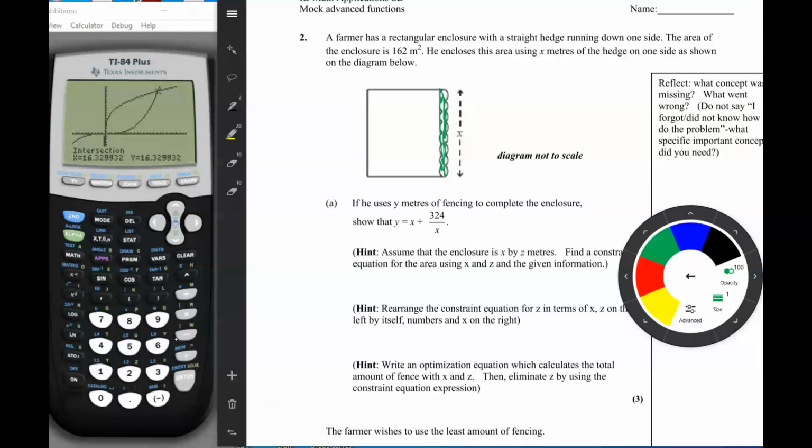The area of the enclosure is 162 meters squared. He encloses this area using X meters of hedge on one side as shown. Okay. If he uses Y meters of fencing to complete the enclosure, so that would be like here, here, and here, this would be length of Y total. Show that Y equals X plus 324 divided by X. Okay, and so now we're going to follow some of these hints.